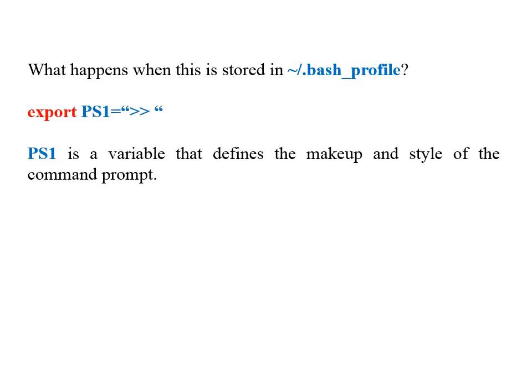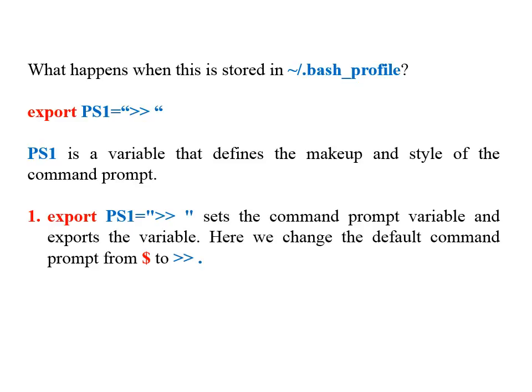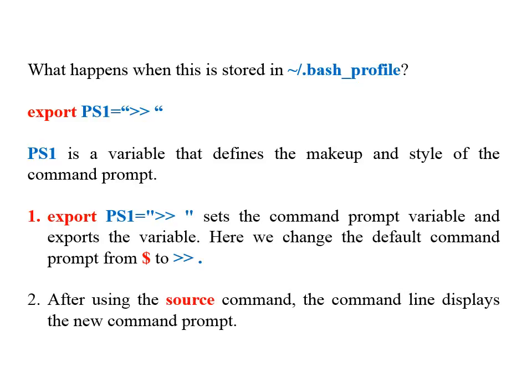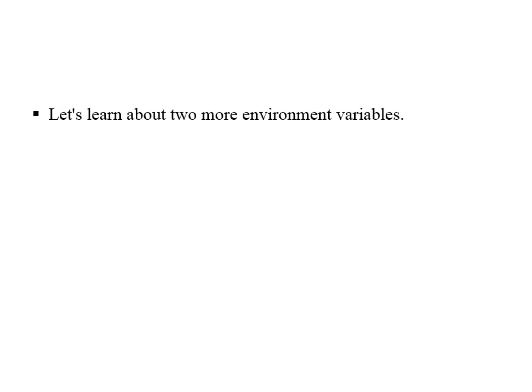PS1 is a variable that defines the makeup and style of the command prompt. export PS1=> sets the command prompt variable and exports the variable. Here we change the default command prompt from $ to the greater than sign. After using the source command, the command line displays the new command prompt. Let's learn about two more environment variables.